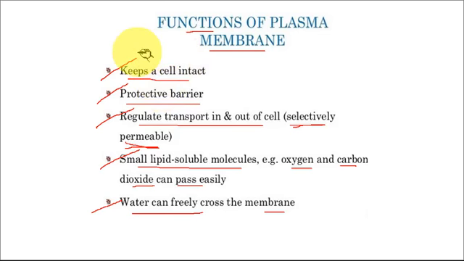To summarize, we discussed the structure of the plasma membrane, the composition of the plasma membrane, then the two models that were proposed, that is the sandwich model, proposed by Davson and Danielli, and the fluid mosaic model, proposed by Singer and Nicolson. The fluid mosaic model is the latest model of the plasma membrane and the most widely accepted. And lastly, we discussed the functions of the plasma membrane.